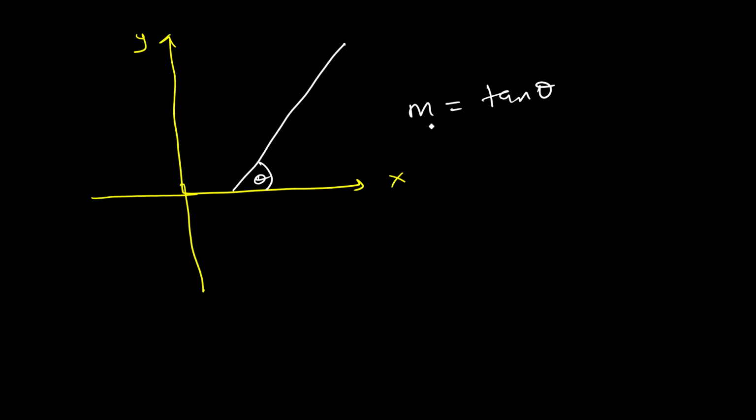Okay, and when you are given the slope and want to find the angle, you can do the same. So with this, theta is given by tan inverse of the slope. Okay, so once the angle is given, it's very straightforward. Okay, so let's solve an example.